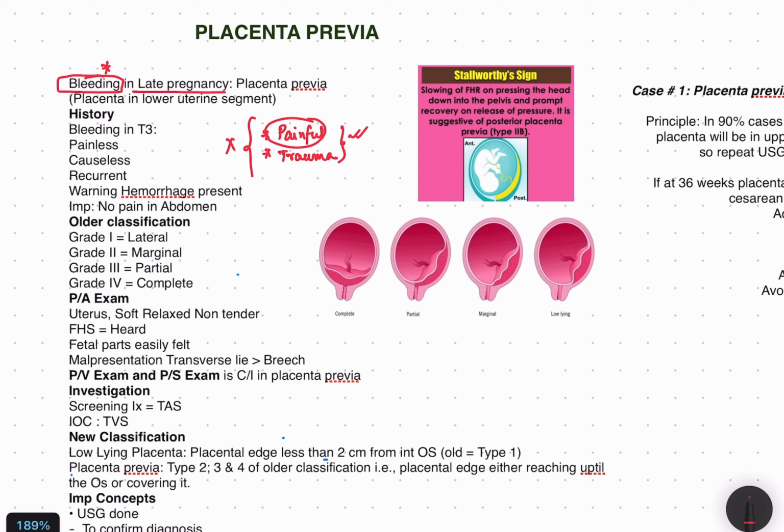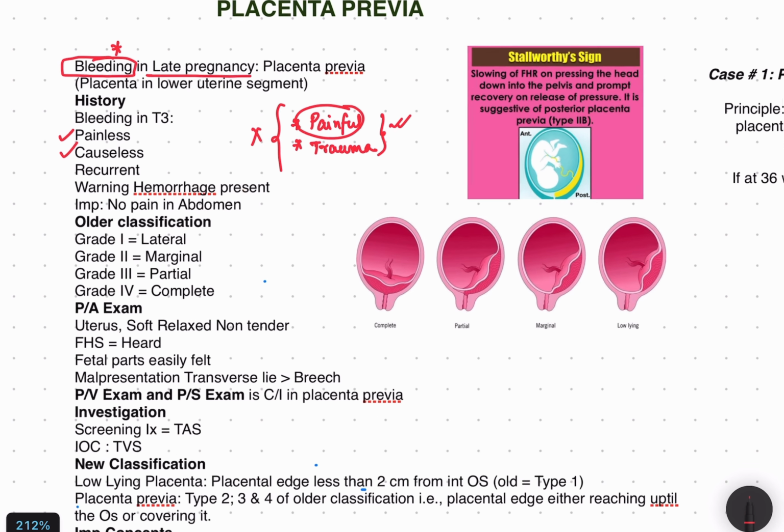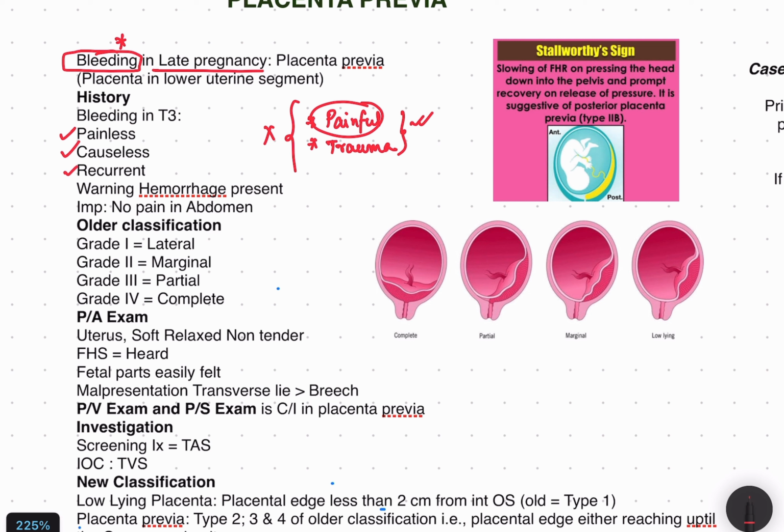Here the bleeding is typically painless and causeless, and as it is causeless, this bleeding is recurrent in nature. So many times it is associated with warning hemorrhages. Okay, so the main important point is that there is no abdominal pain associated with the bleeding, which is present in the case of abruptio.